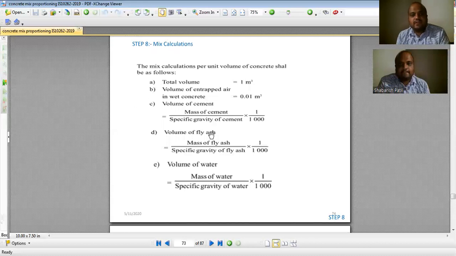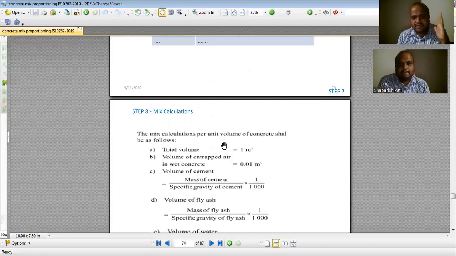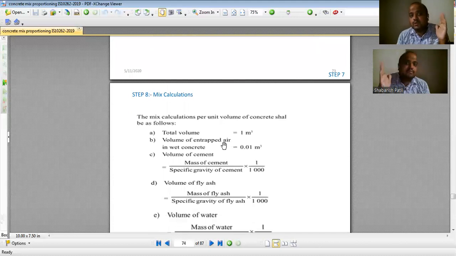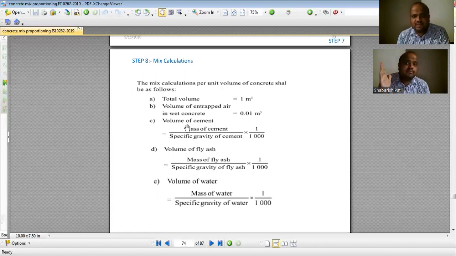Step 8 is mix calculations. Once we have all this data recorded previously from step 2 to step 7, then comes our mix calculations. Whatever formulae I am showing you are all mentioned in IS 10262. You need not remember these. The only thing is you need to put in the values and calculate. I'll just read out: the mix calculations for unit volume of concrete shall be as follows.